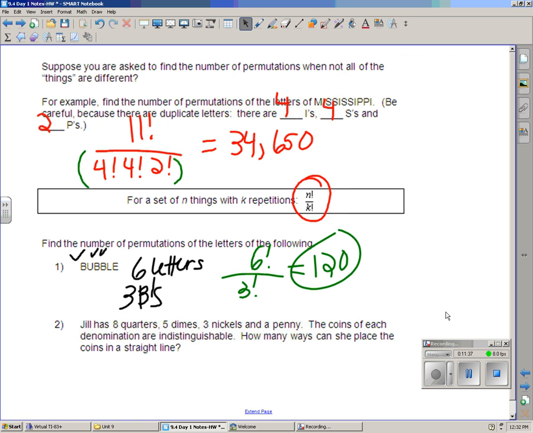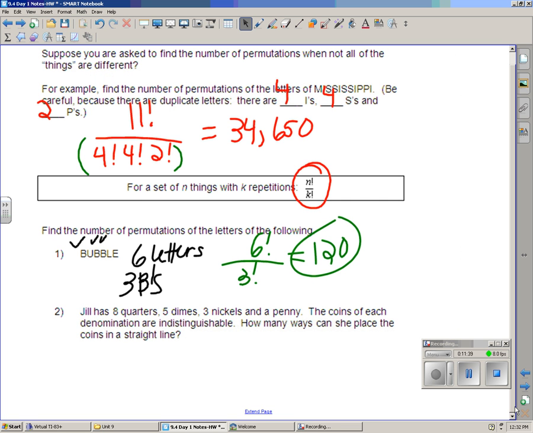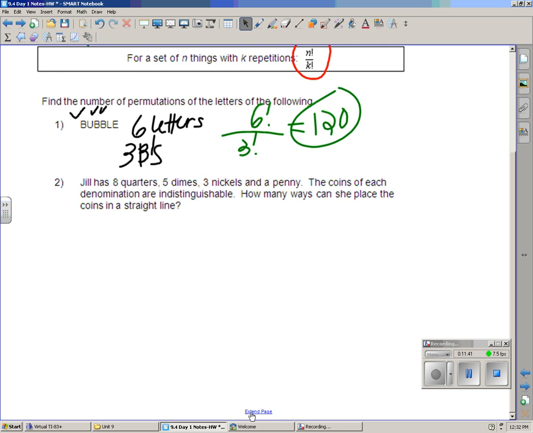Last problem before you get to the homework. So last one is this. Jill has 8 quarters, 5 dimes, 3 nickels, and a penny. The coins of each denomination are indistinguishable. How many ways can she place the coins in a straight line? Well, how many coins exist? 8 quarters, 5 dimes, that's 13, plus 3 more nickels, that makes 16, plus 1 more makes 17. There are 17 coins.